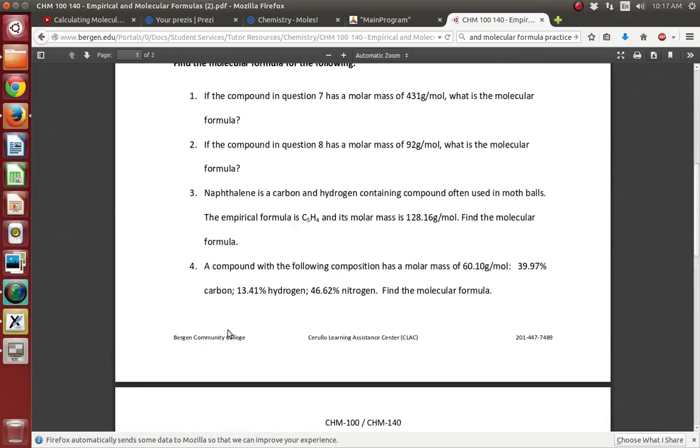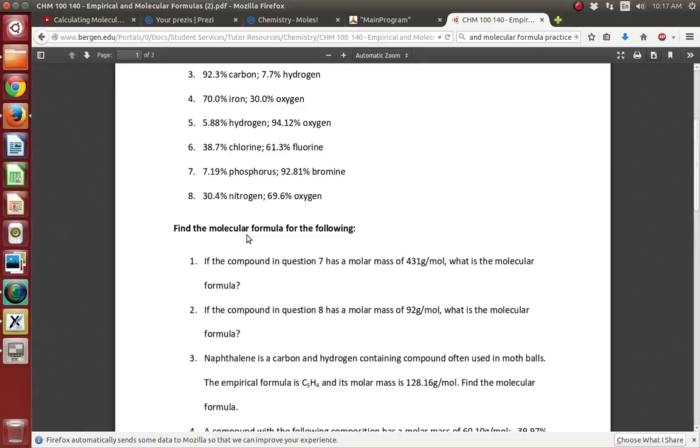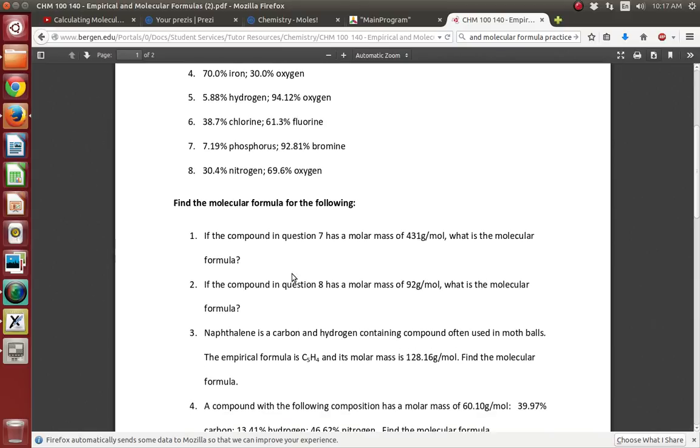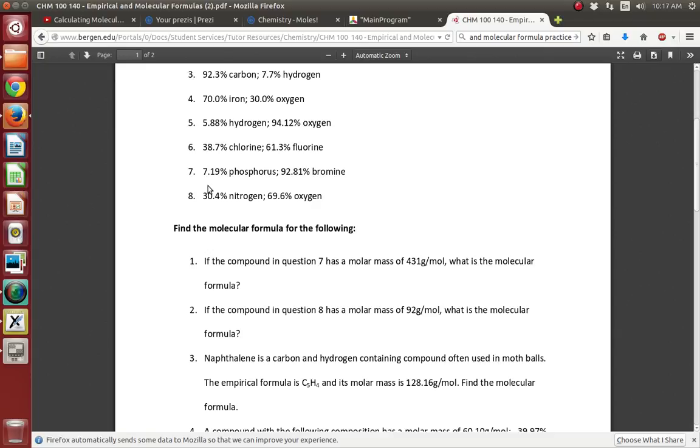All right, great. Now, find the molecular formula for the following. These are not quite as complicated as the ones we're going to have in some of your homework, but we can go ahead and do a couple of these. Number 1, if the compound in question 7, I guess I have to figure out what question 7 is first. So let's do question 7. We have 7.19% phosphorus and 92.81% bromine.